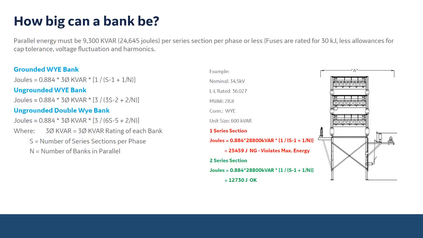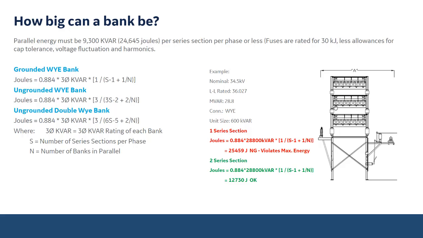One of the common questions that I get is how big can a capacitor bank be? We talked about that parallel energy calculation, and it must be 9,300 kVAR or 24,645 joules per series section per phase or less. The fuses that we use for externally fused are going to be rated for 30 kilojoules or less, and that allows for the cap tolerance, the voltage fluctuations and unwanted harmonics in that system.